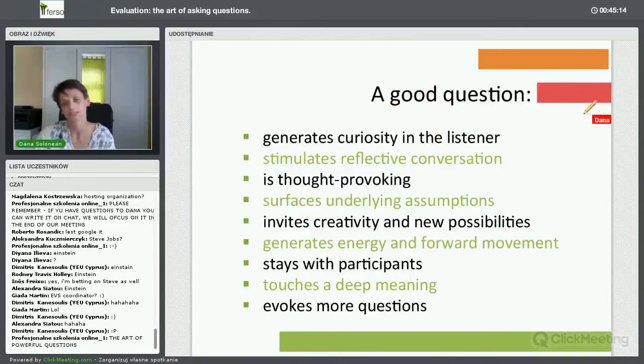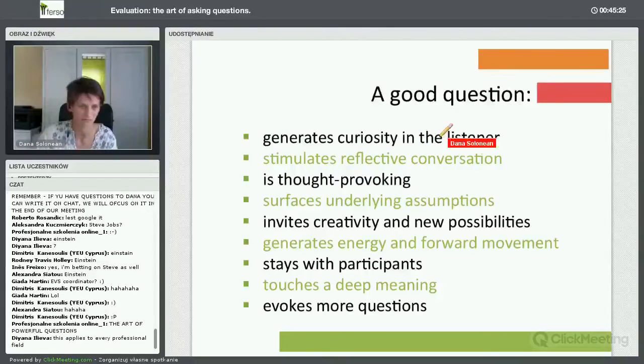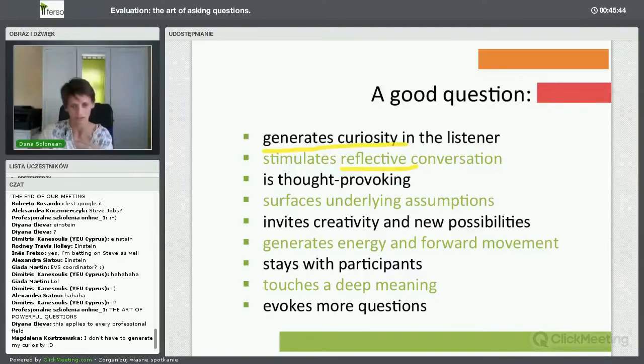Now the specialists say that a good question is one that should generate curiosity. It doesn't have to be banal; if it's not relevant to the person and has nothing there, then it's not a proper good question. So: generate curiosity, stimulate reflective conversation, be thought-provoking. They are all somehow interconnected. Surface underlying assumptions. It's something that helps you move on from a place and develop. Invite creativity, generate energy and forward movement. So rather focus on solutions.